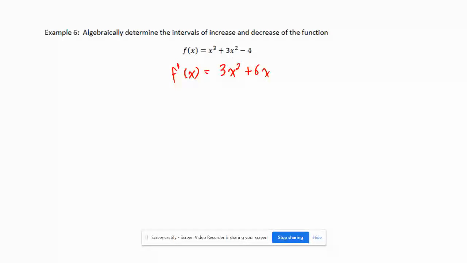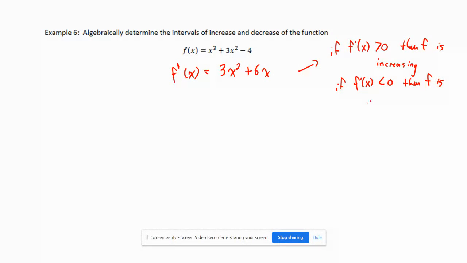Now the idea is, if f prime of x is greater than 0, then f is increasing. So this is saying if the slope is positive, and the derivative measures slopes, that means the function is increasing. If f prime of x is less than 0, then f is decreasing.